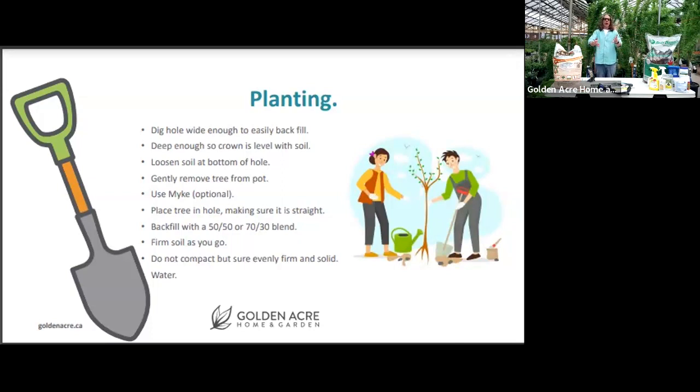Now we water. And you water, water, water. You don't want your tree to be hurting for water when it's first planted. Water every day for a couple of weeks, taper off to every 2 or 3 days for the next couple of weeks. Then you can start watering as needed. You don't want to shock your tree before that.